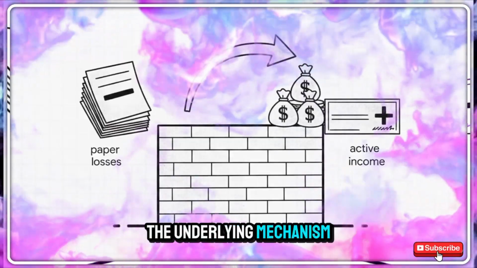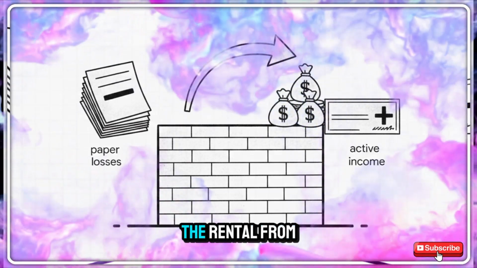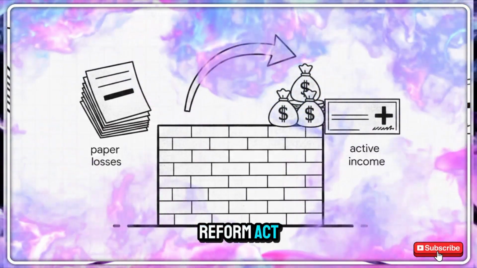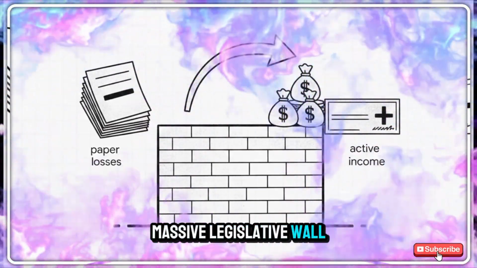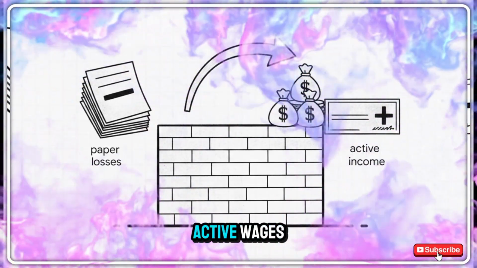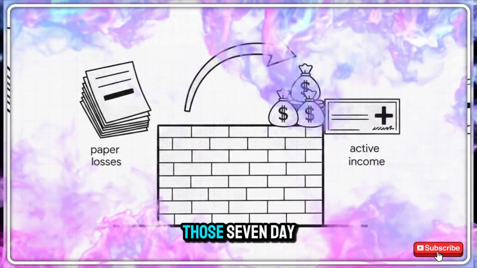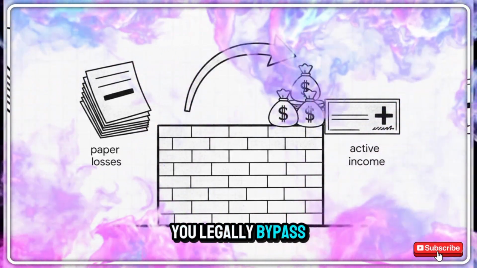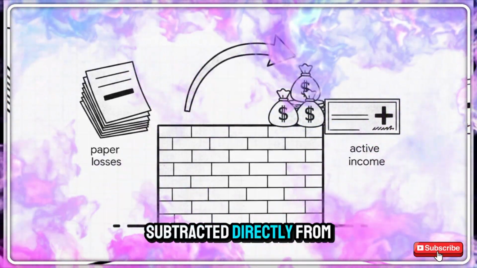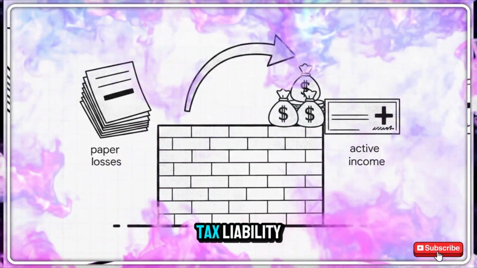The underlying mechanism at play here is that passing these two specific tests legally reclassifies the rental from a passive activity into an active business. Now, the 1986 Tax Reform Act famously built this massive legislative wall specifically designed to stop high-income professionals from using rental losses to offset active wages. It was literally created to end exactly this type of deduction. But by meeting those 7-day and 100-hour rules, you legally bypass that wall entirely. That massive paper loss we just engineered can now be subtracted directly from your highly taxed W-2 or 1099 active income, erasing a huge portion of your tax liability.